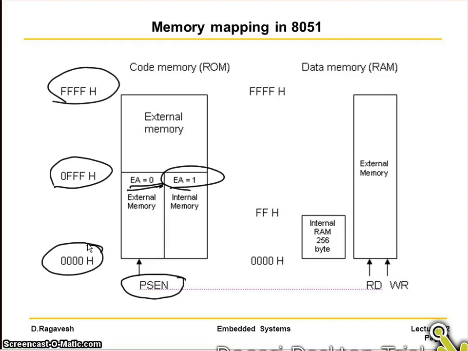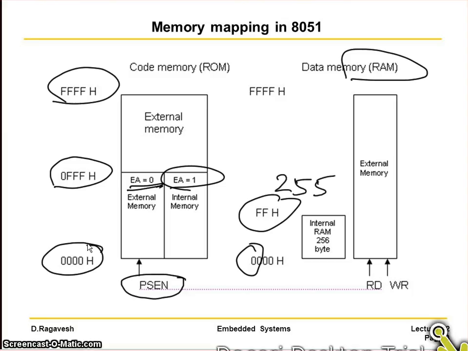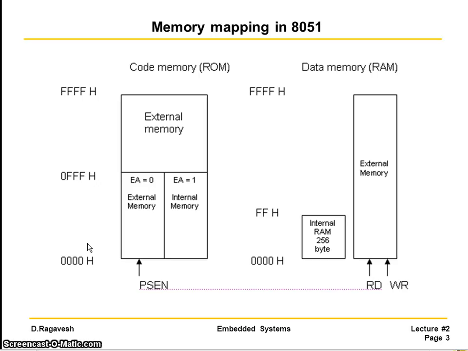Now what about data memory? You can see the data memory. We have a RAM, and the internal memory is from 00 to FF. Again, FF converted into decimal is 255. So when you start from 0 to 255, we have 256 bytes. Whereas in my earlier video, I showed you the features, it has 128 bytes. The remaining 128 bytes come under the category of special function registers.